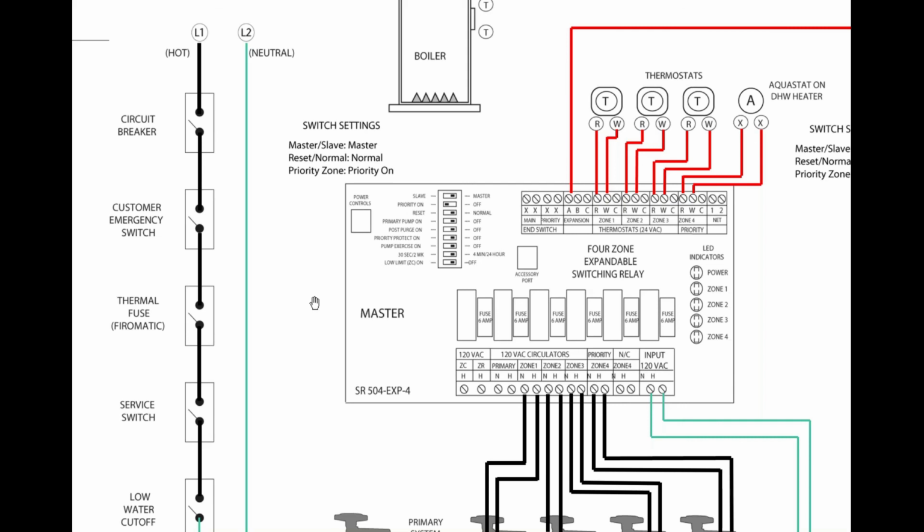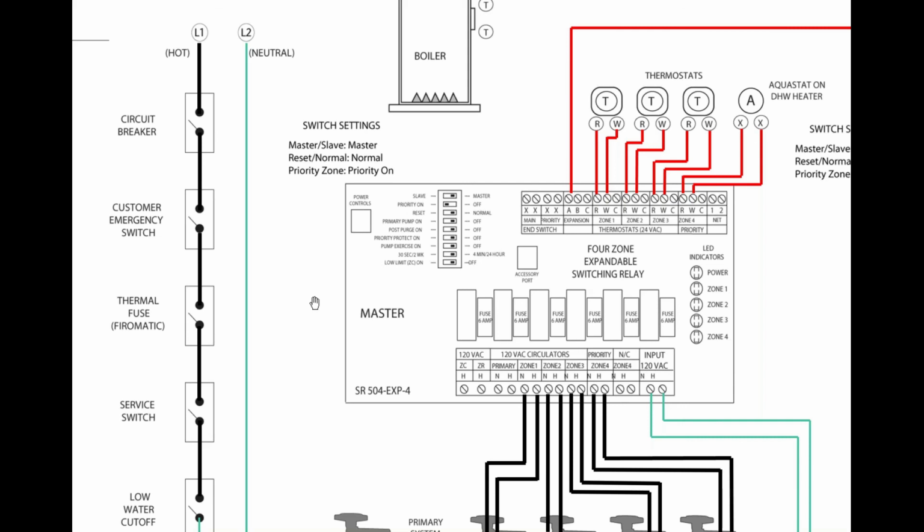Then it says reset and normal. If you don't have outdoor reset connected to this panel, which would be where it says power controls, that's a Molex plug, we would just plug in our outdoor reset control, our PC701. Then you would just leave the dip switch to normal. Unless you want to use the primary pump on or post purge or priority protection, or the pump exercise or low limit ZC on, you can keep those to off. If you want to use any of those extra features, you would just flip them to the on position.